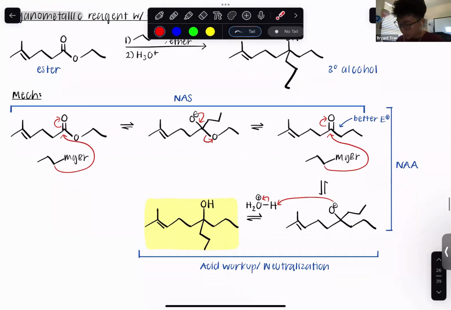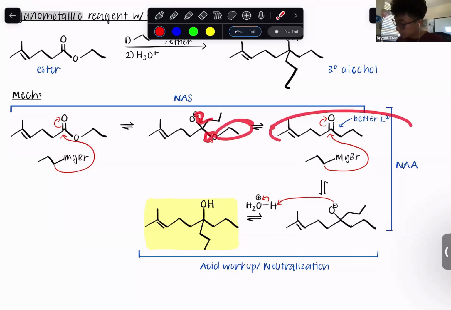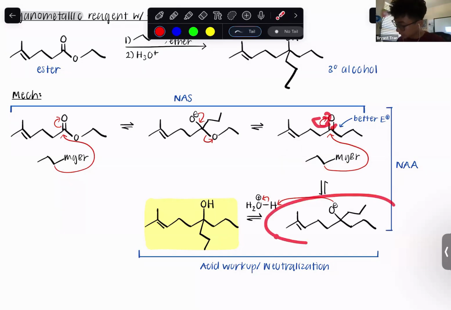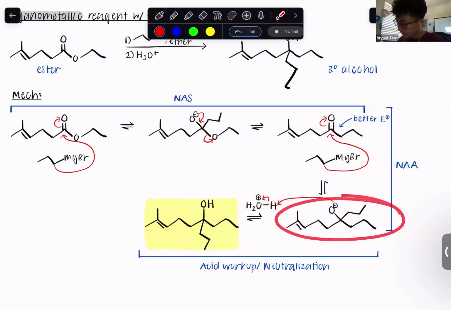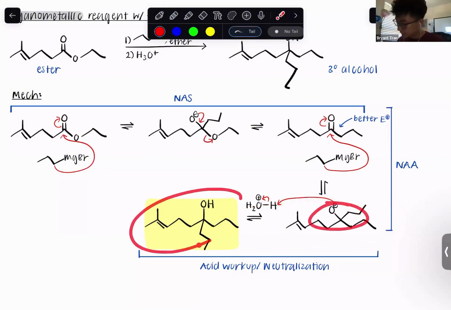And here's the mechanism. The carbon directly attached to the MgBr is a nucleophile, which is going to attack this carbon here, push the double bond oxygen, get this tetrahedral intermediate, and then we're going to reform the carbonyl, kick out the OR leaving group, getting this ketone. And this ketone here is an electrophile, which the second equivalent of the MgBr is going to attack, push the double bond oxygen, get this tetrahedral intermediate, which is the alkoxide ion. And then we're going to protonate the alkoxide ion to get this neutral alcohol here, right?